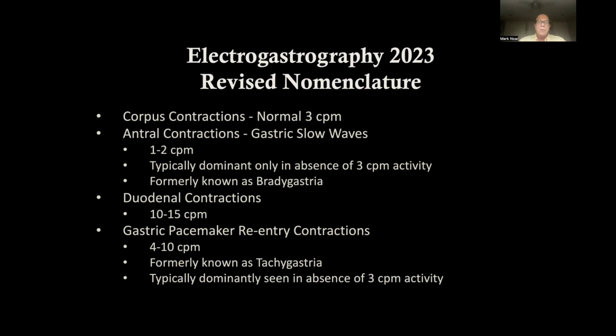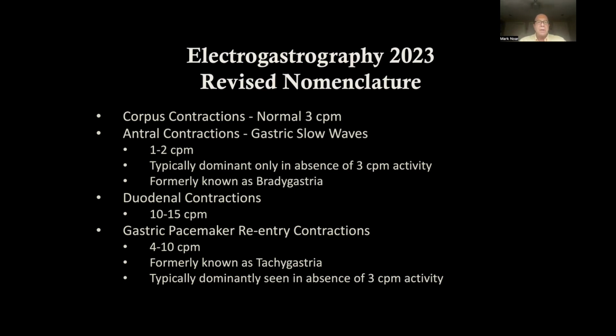This is formerly what we used to call bradygastria, and you will see these changes start to take place in your reports in some of the newer versions. Of course, your duodenal contractions we've talked about, this would be pump number 3, and that would be 10 to 15 cycles per minute. And then finally, what we used to call tachygastria, these are really your gastric pacemaker reentry contractions, only seen dominantly in the absence of 3 cycle per minute activity and occurring in the 4 to 10 cycle per minute activity range. These are ineffectual type of contractions leading to poor emptying or poor motility in the corpus of the stomach.